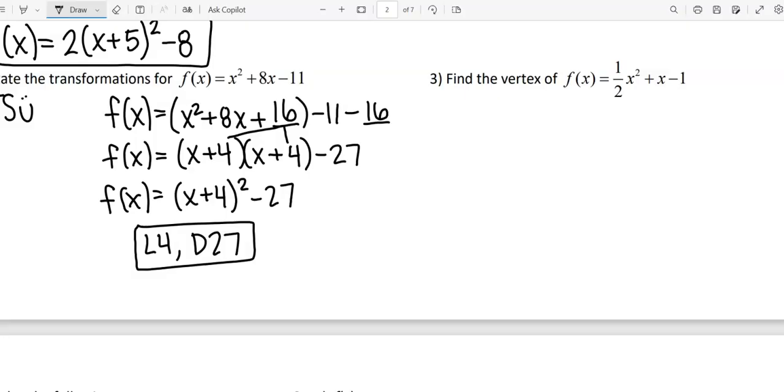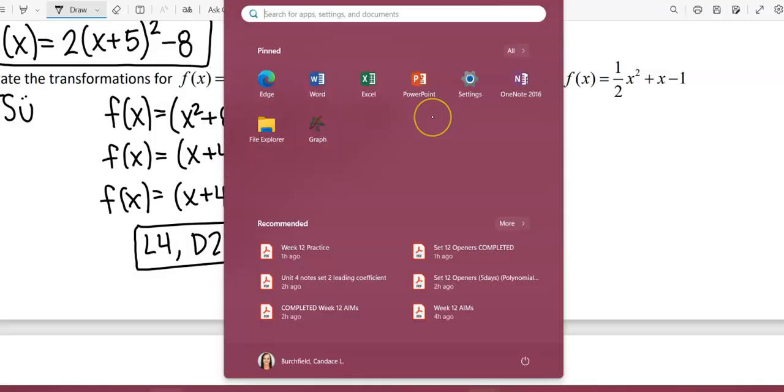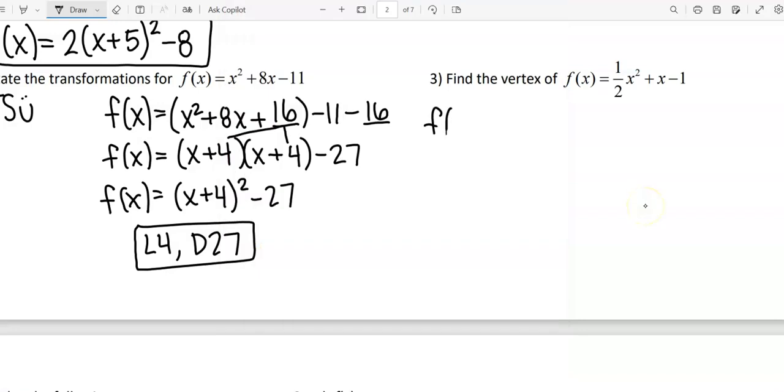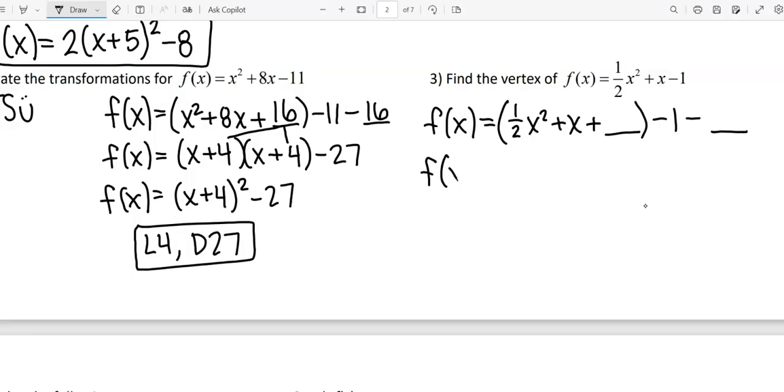Are we ready to move on to 3? Scream if you're not. What makes 3 scary? There's a fraction. It's going to be fine. Let's group the first two together just like normal. We do it the same way. So f of x equals, we're going to group 1/2 x squared plus x together plus blank minus 1 minus blank on the outside of the parentheses. Do I have to take anything out? Yeah, what do I have to take out? The 1/2. It's multiplying x squared, so we have to take it out. So 1/2 times, that's going to leave me with x squared, and then what?